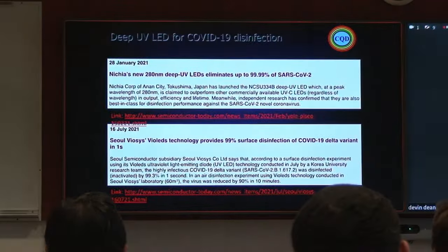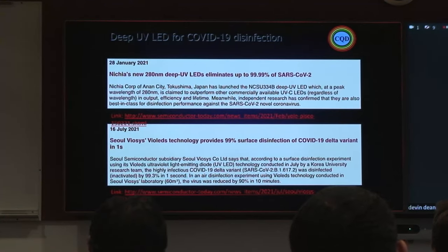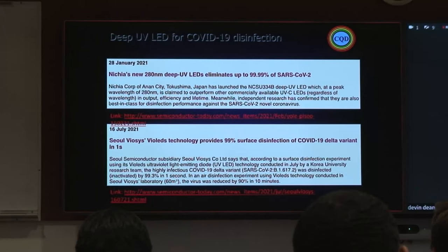When they did 280 at the time, nobody could believe it. But then the Japanese, the Chinese, and the Koreans came, and that 280 nanometer LED that we made for anthrax 15 years ago can kill coronavirus in less than one second, more than 99%, on the surface.